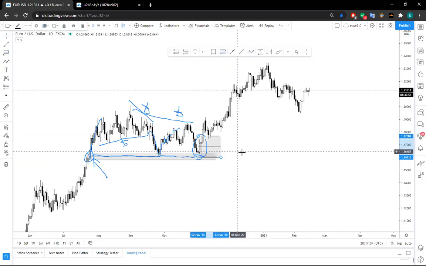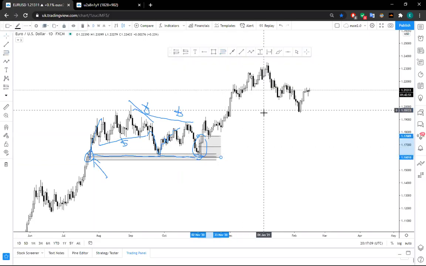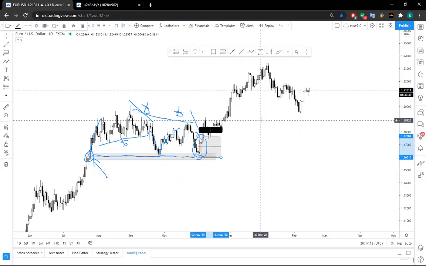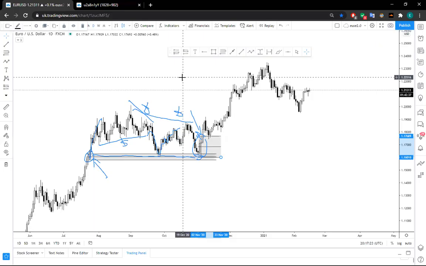Do you guys understand that so far? Why buy money is now in here? Yeah, okay. Yes. Nice. Sweet. So now the buy money is in that region.